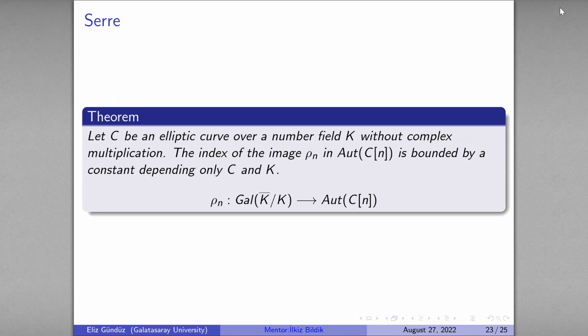When we take an elliptic curve over a number field K without complex multiplication, the index of the image of rho n in the automorphism group of the n-torsion subgroup is bounded by a constant depending on the curve and depending on the field.